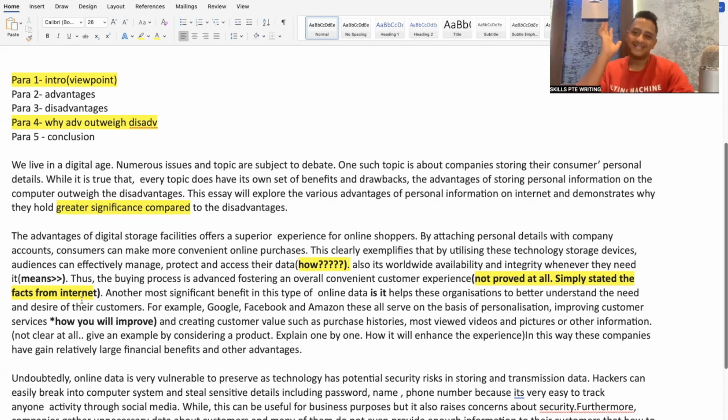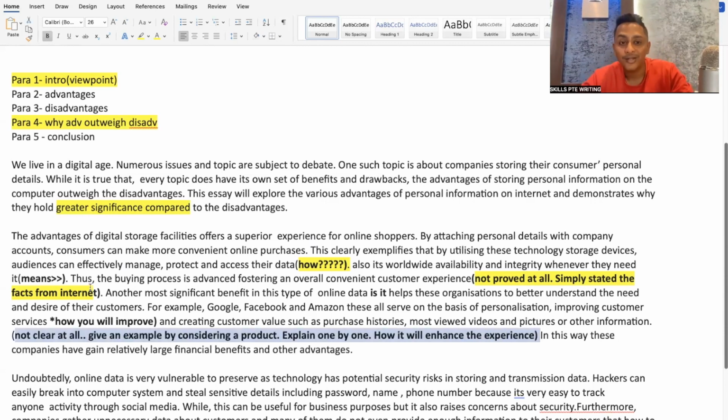How? I will not say. It will enhance experience. All this will not give scores. This is a wrong way of writing. Yes, the essay looks so big, but inside nothing is there. In this way, these companies have gained relatively large benefits. Prove that it is a benefit. Still not proved. Simply saying benefit, benefit, benefit will not make it a benefit.